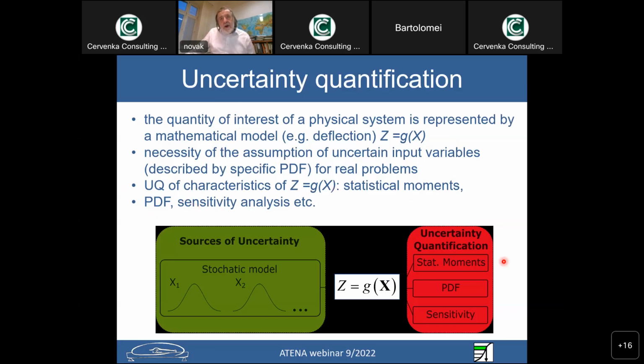of some output. So there is a model, and uncertainties are just on the input, and we propagate the uncertainties through the model to assess the influence of uncertainty on moments, probability distribution function, sensitivity, etc. So this is just a brief explanation of what is called uncertainty propagation, uncertainty quantification, right?